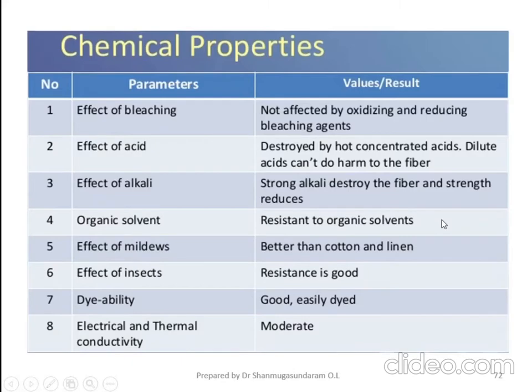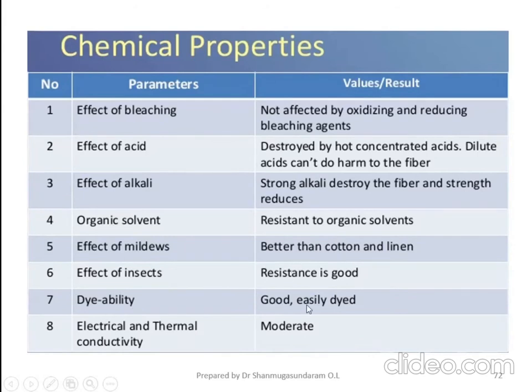Then coming to the chemical properties, effect of bleaching agent: not affected by oxidizing agent and reducing bleaching agent. Effect of acid: strong acids will affect your fiber, whereas dilute acids won't. Alkali: yes, strong alkali will destroy the fiber and your strength will get reduced. Organic solvent: resistant to organic solvent. Effect of mildews: it is better than cotton and linen fiber. Effect of insects: it has good resistance towards insects.